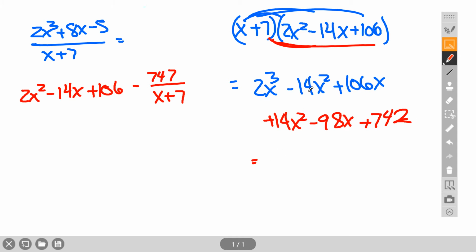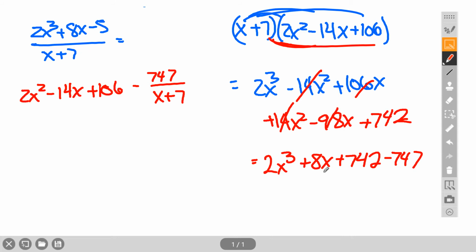Alright, if I combine the like terms, the 14x squareds cancel. I get 2x cubed, 98x, 106x. That is 8x, so plus 8x, plus 742, and then I subtract the 747, which was the remainder. I get 2x cubed. So remember that minus 747, that is from the remainder. So 2x cubed plus 8x minus 5, and that's what I started with.